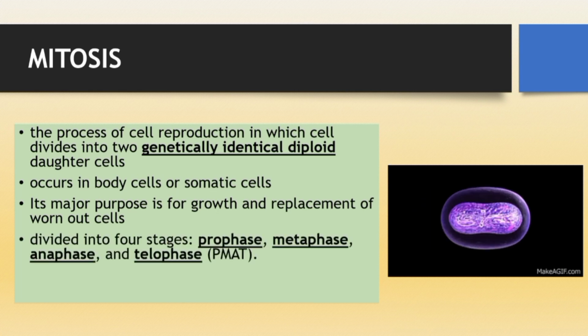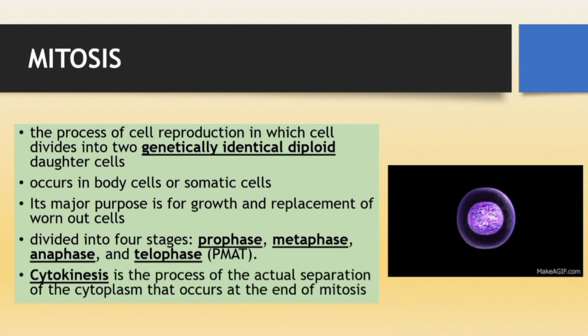So, mitosis is divided into 4 stages. We have prophase, metaphase, anaphase, and telophase, or simply PMAT. So, let's see what happens.